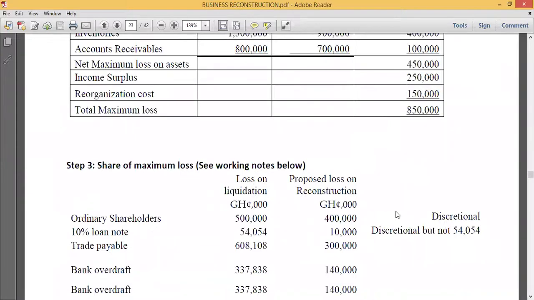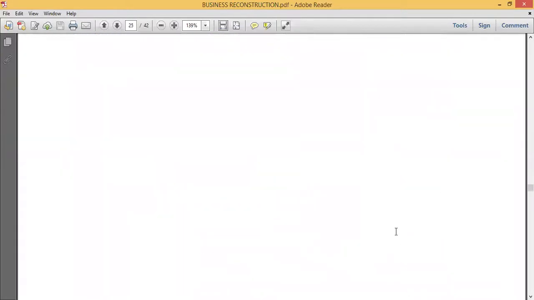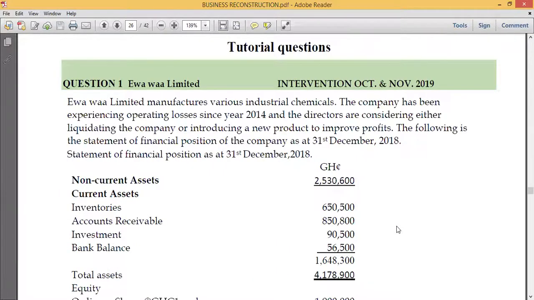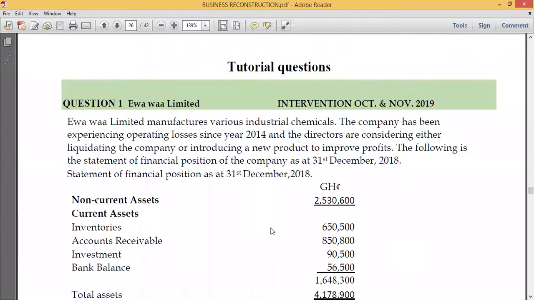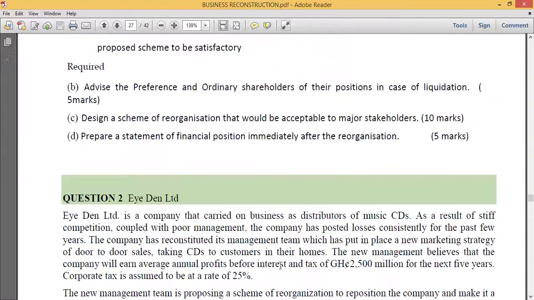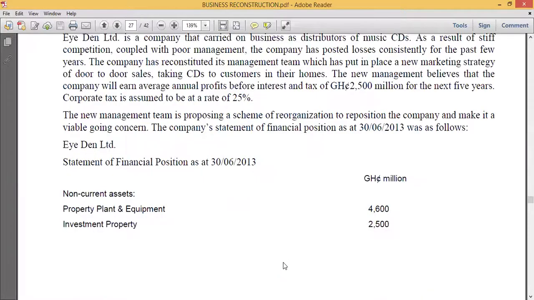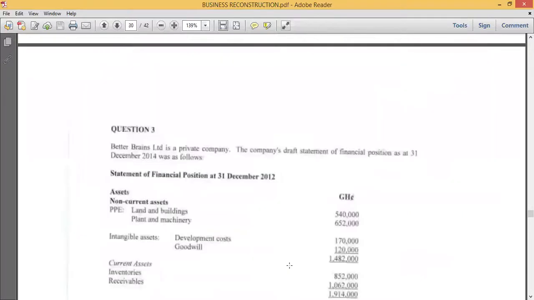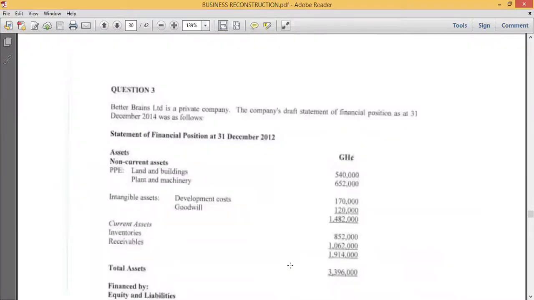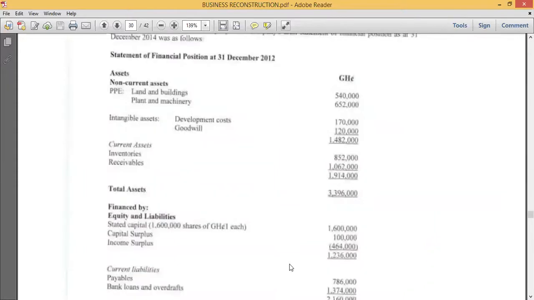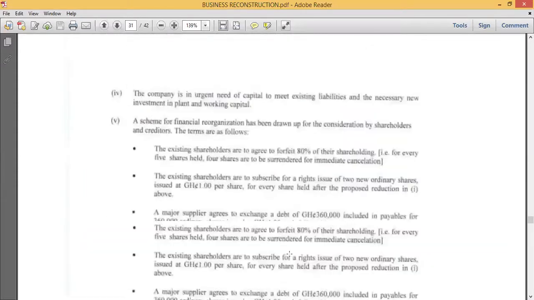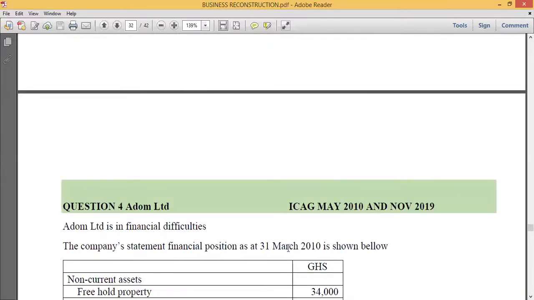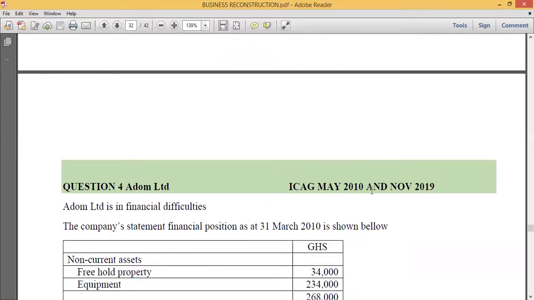Now let's keep going. We are in the trivia questions. Iwawa is a last sitting intervention question. And then iodine is also part of the last sitting set of questions. Then question three, Better Brains Limited. Wow, the brains are better. These names are not what we normally use. Adam Limited, ICMA 2010.